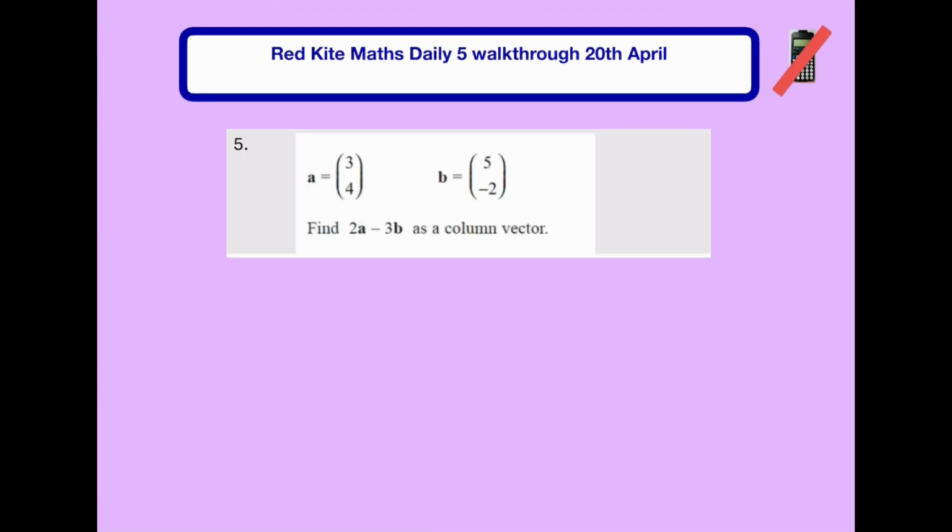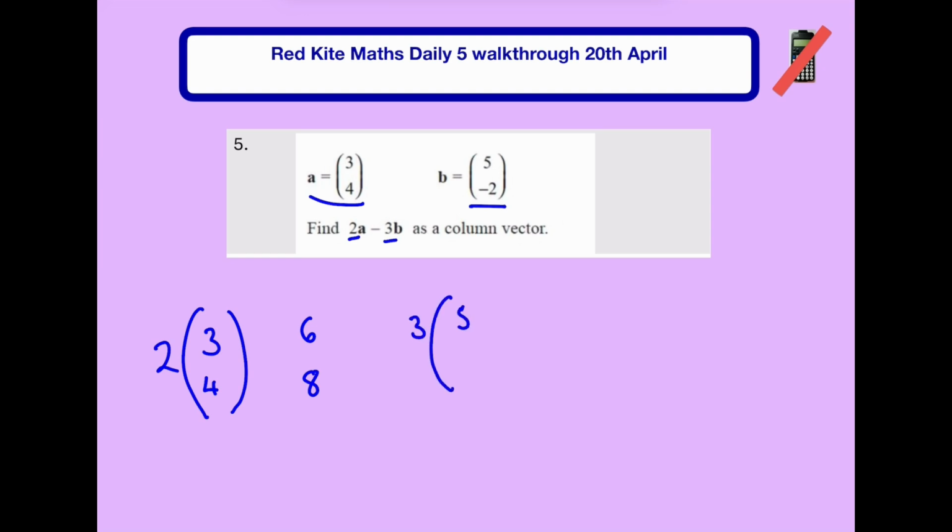Find 2a minus 3b as a column vector. Okay, so we've got to do 2 lots of a, and 3 lots of b. So I'm going to put a 2 in front of the vector 3, 4. That means 2 times 3 is 6, 2 times 4 is 8. And then b, we need to do 3 lots of that. So I'm going to do 3 times 5 and -2. 3 times 5 is 15, and 3 lots of -2 is -6.